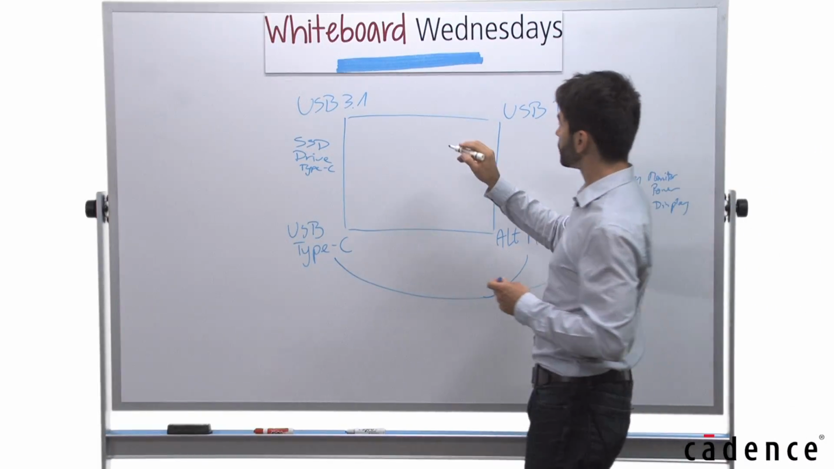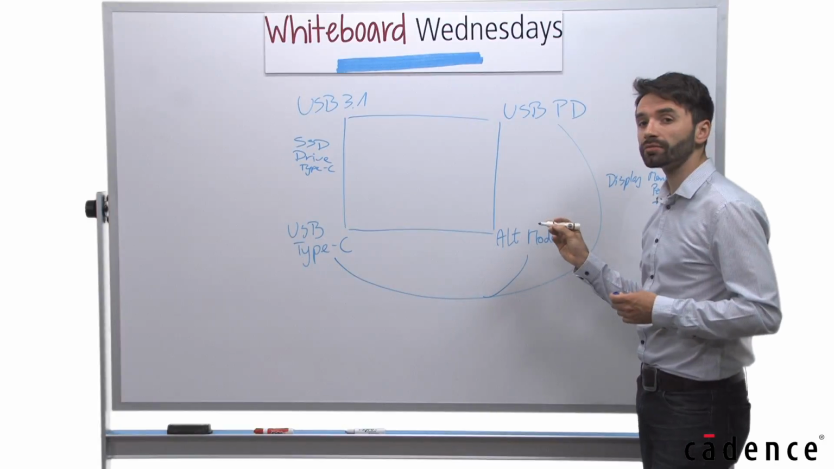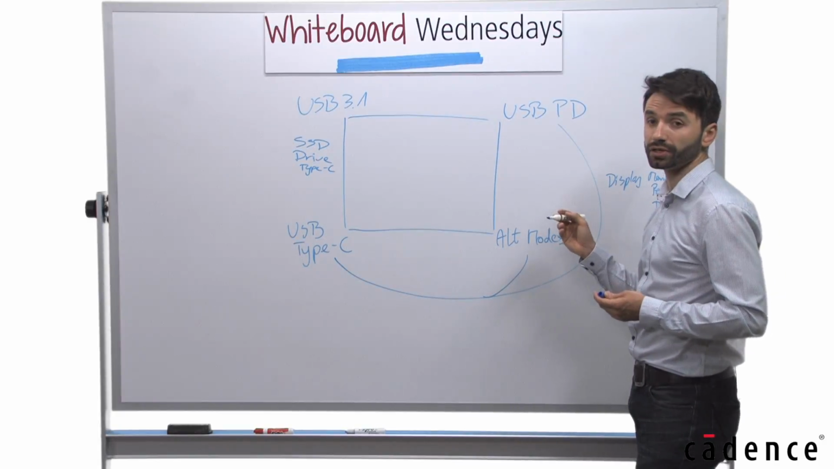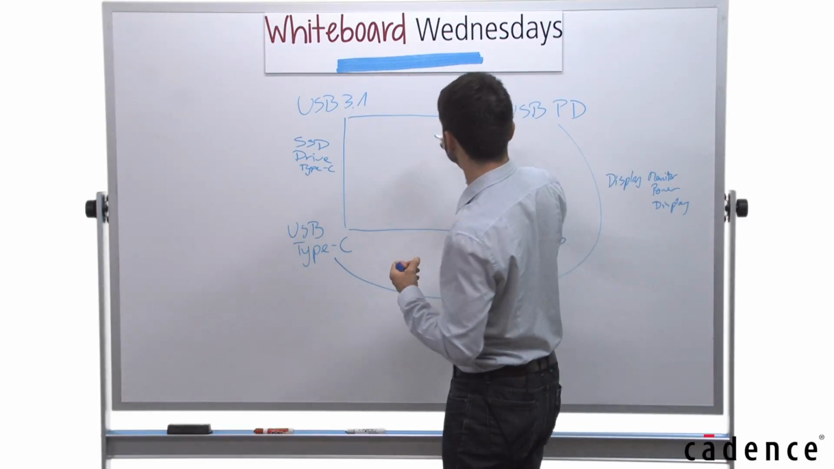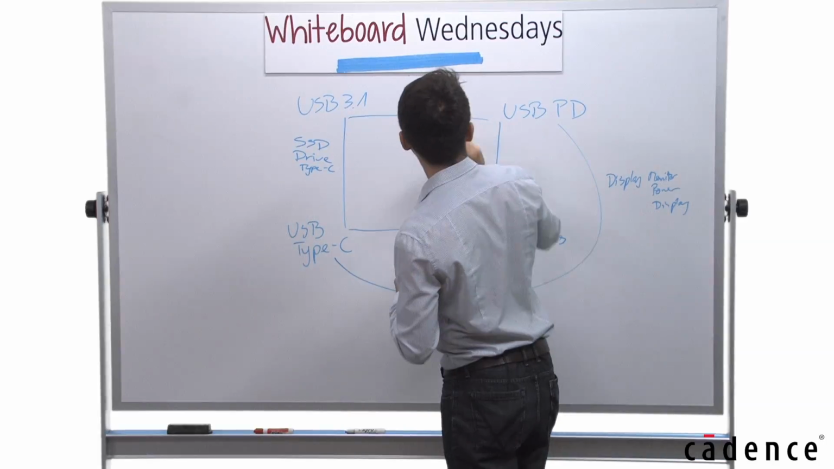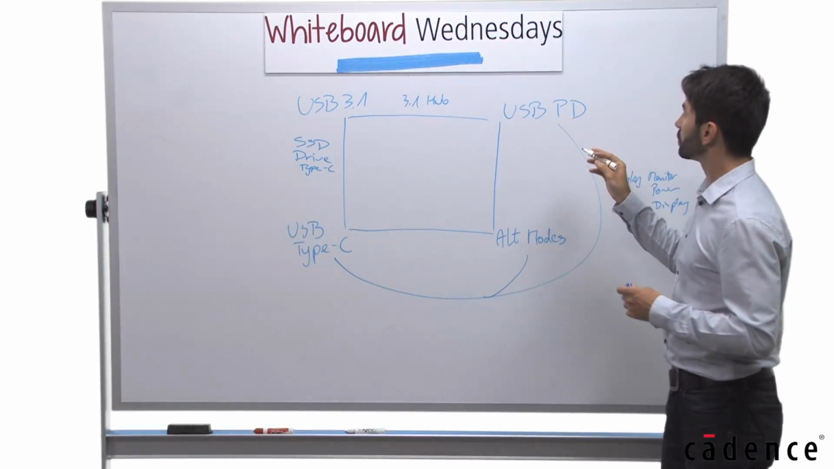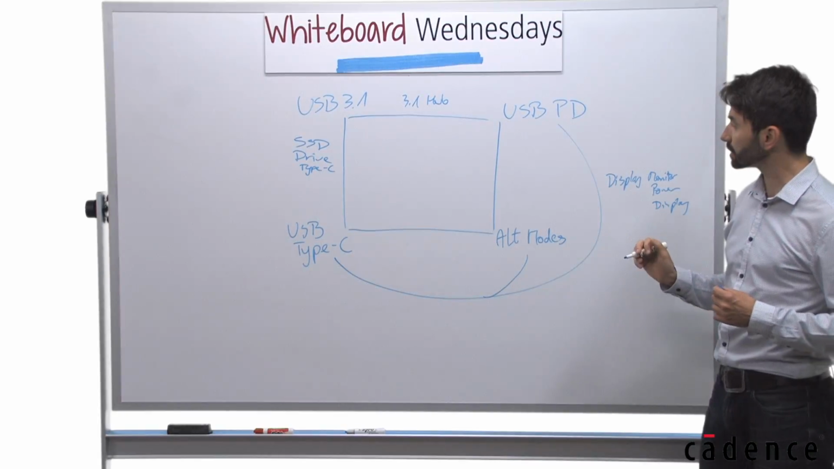Now, what about USB 3.1 and USB PD? So I am thinking a high-speed hub, SuperSpeed hub, enhanced SuperSpeed hub. So we would have a 3.1 hub that will also provide power to the connected devices.